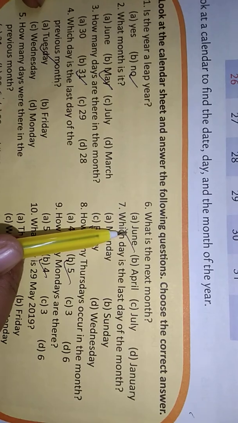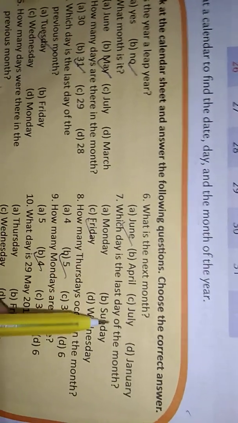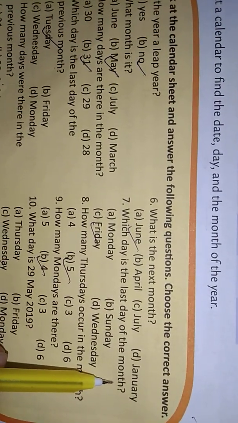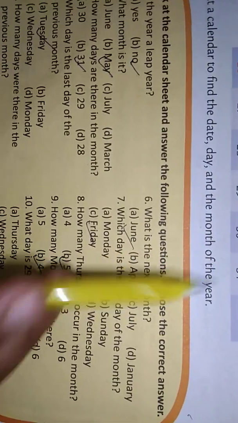What is the next month? May. After May we will have June. June is the next month. Which day is the last day of the month? Look at here. Friday is the last day of the month.